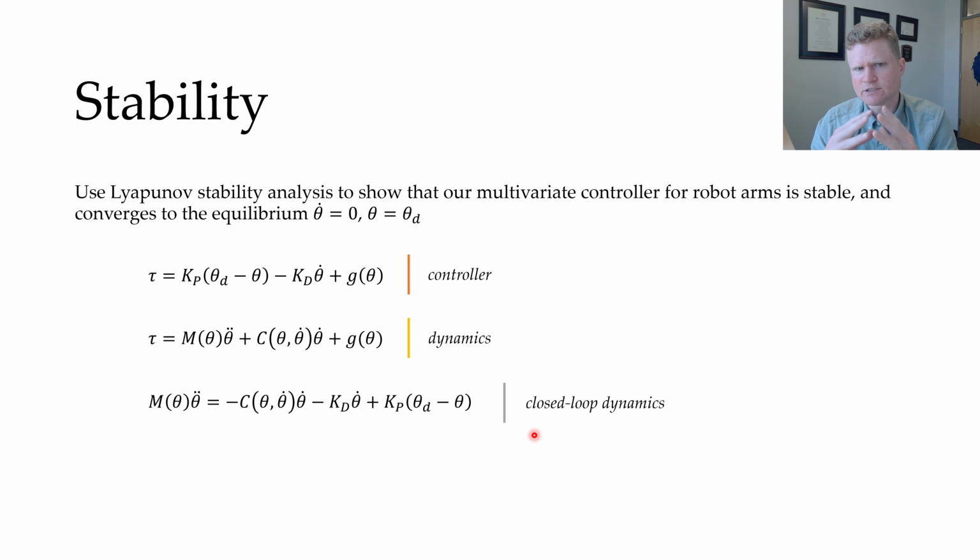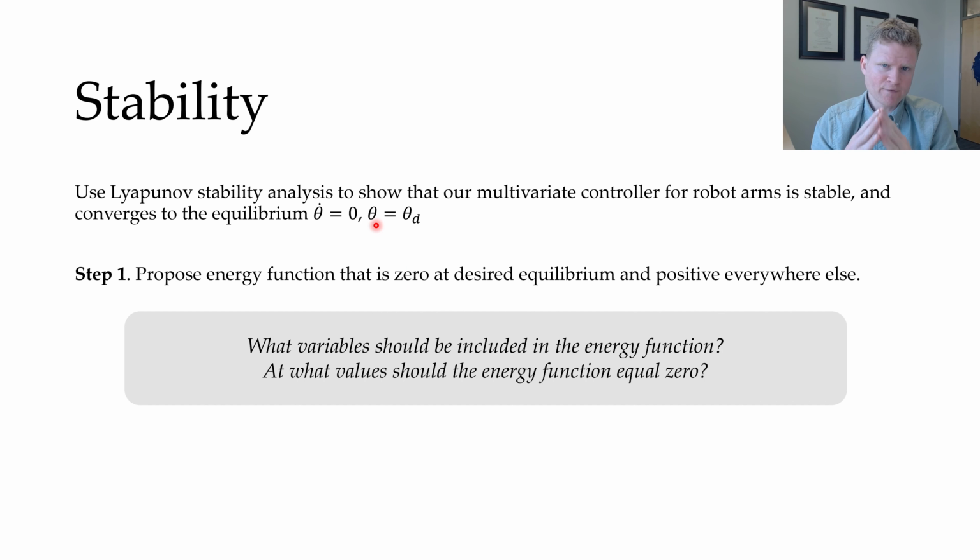What I'd like to do is use Lyapunov stability analysis to show that this closed loop system is stable and the equilibrium is 0 velocity with my robot at the desired position. So again, I want to show that it's stable and I have an equilibrium. The equilibrium occurs when I've got 0 velocity and my robot moves to the desired position. My first step when I'm applying Lyapunov stability analysis is to come up with one of these energy functions. And this is probably the hardest step because there are many energy functions I could choose, and it's hard to think about what would be the right one to pick.